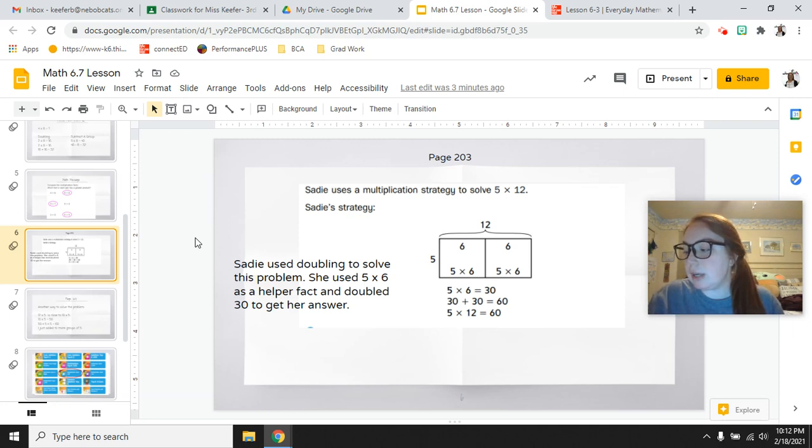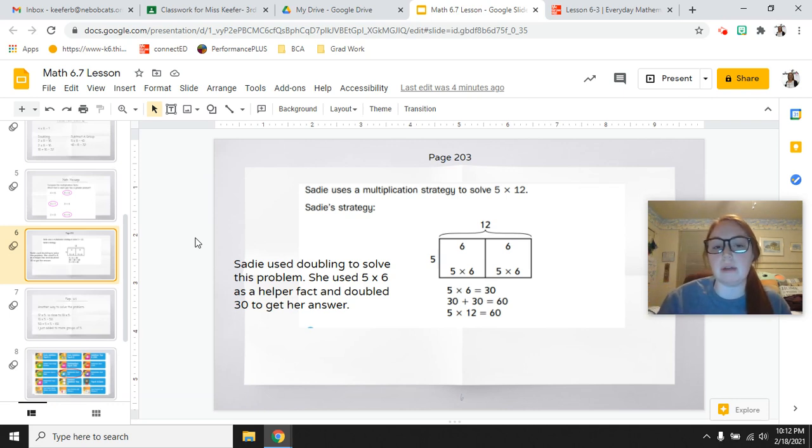So she was able to look at it and break apart the 12 into 6 and 6 and was able to solve it that way. But we know that there's not one strategy to solve multiplication. There's multiple strategies. So part 2 of it says use a different strategy to solve 5 times 12.